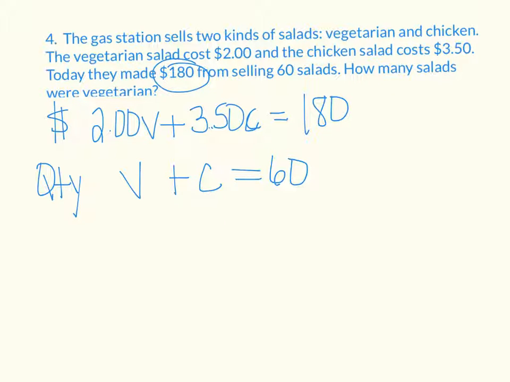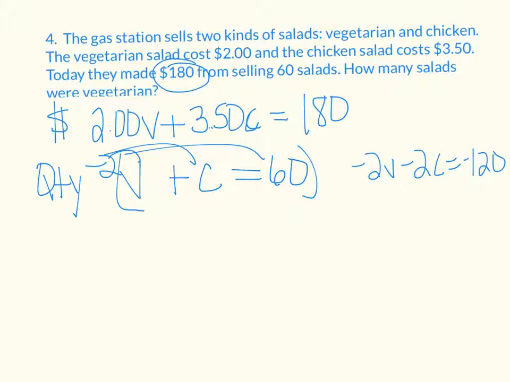Okay. Now we're going to eliminate. So let's look at our C's and our V's. V is going to be the easiest thing to eliminate, because if this is 2, all I need to make this is negative 2. So in order to make 1V negative 2, I'm going to multiply by negative 2. Okay. So we have negative 2V minus 2C equals negative 120. Okay, so I distributed. The first one I didn't do anything with, so we got 2V plus 3.5C equals 180.